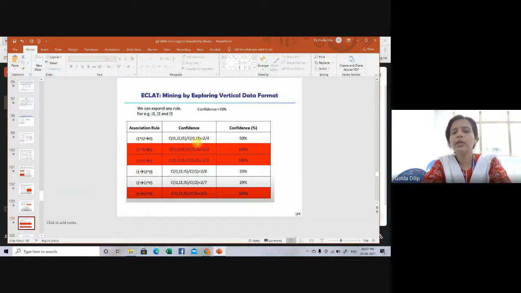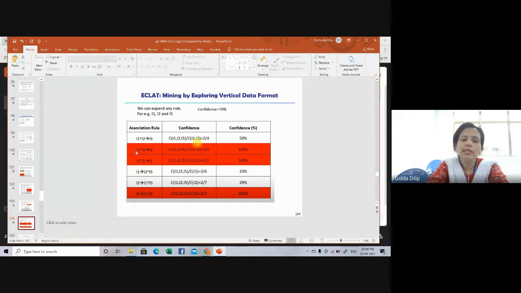This one has only a confidence of 50%. The fourth rule has 33% confidence. The fifth rule has 29% confidence. So they can be eliminated. I have put 3 rules in a red color band. What does that mean? 100% confidence means what? What does that indicate?